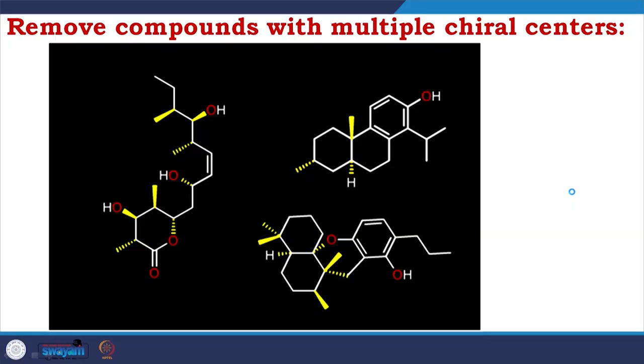But being said that, nowadays a lot of those moieties are successfully included. Compounds with multiple chiral centers are always a very big problem. Why? Because, as you know, when it is a chiral molecule, it has R and S, or D and L.